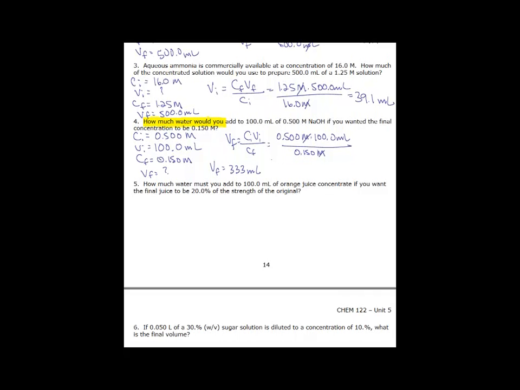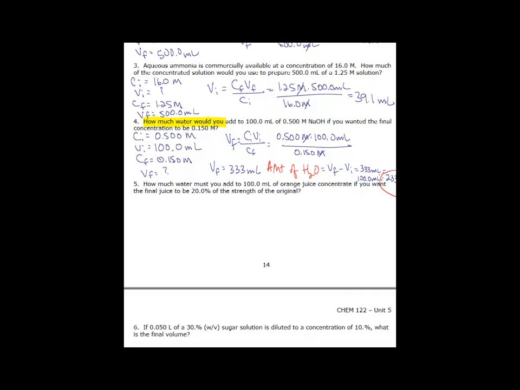Now the question asked for how much water we would add. So the amount of water added would be the final volume minus the initial volume. So 333 milliliters minus 100 milliliters gives us 233 milliliters. So the answer to this question is 233 milliliters.